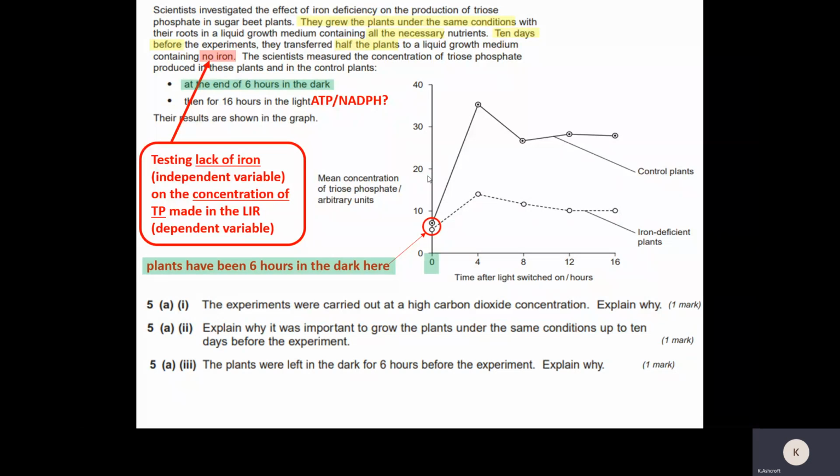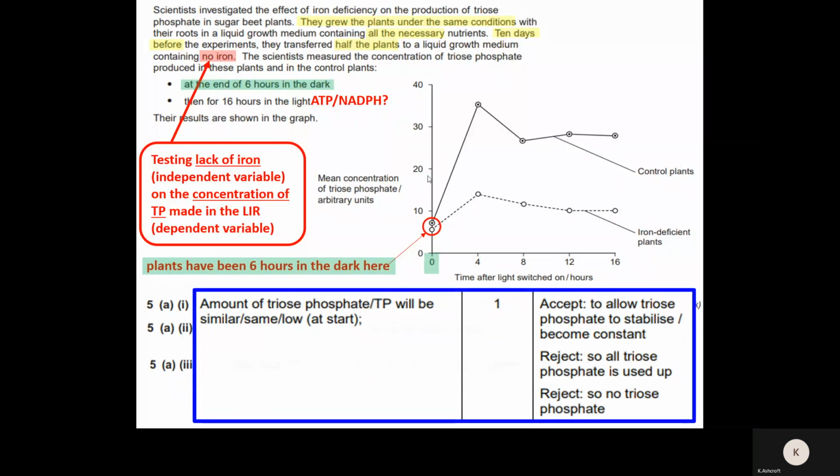But if we look at the graph, we're going to use the data there. We can see that after 6 hours in the dark, there's actually a low mean concentration of triose phosphate in both the control group and the experimental group. It's about 7 or 8 arbitrary units. So the mean concentration of triose phosphate will be low, but very similar in the control group and the experimental group at time point 0. So time point 0 is where the light is switched on.